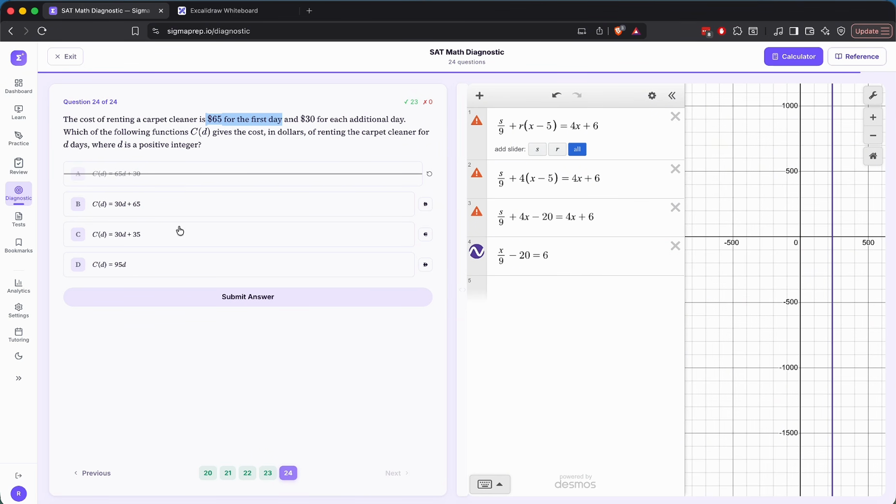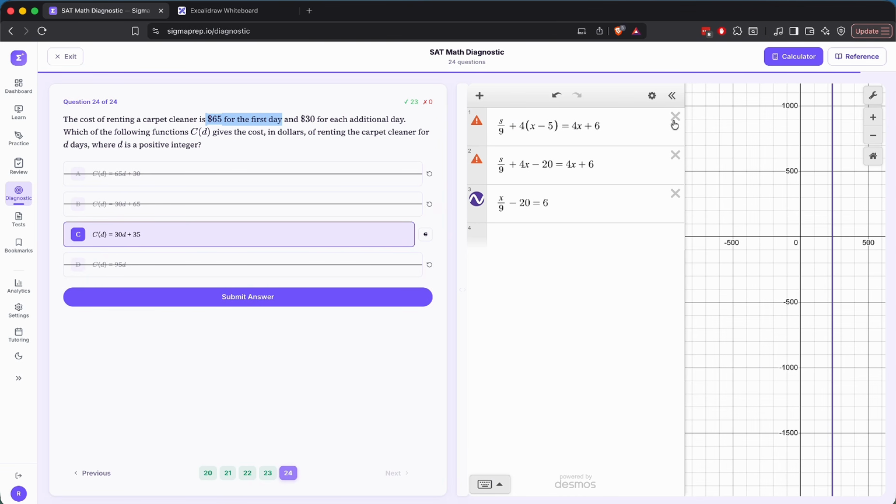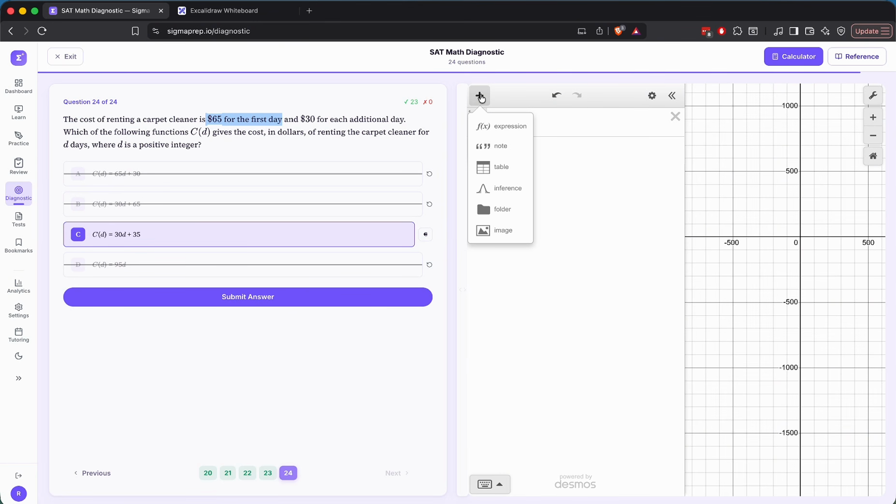So that's not going to give me 65. If I plug in 1 here, that's not going to give me 65. If I plug in 1 here, that's going to give me 65, right? That's it. It's literally that easy if you can recognize these problems, right? That's the whole thing. It's developing problem recognition, right?